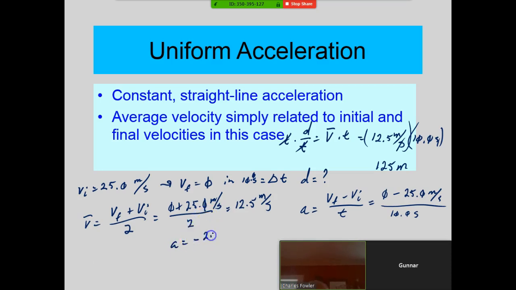Negative 2.5, because you're dividing by 10, move the decimal one place over, 2.50 meters per second, which we usually write as meters per second squared. Changing speed at 2.5 meters per second each second, or an acceleration of 2.5 meters per second squared. And they put the minus sign in front too. That indicates it's a deceleration rather than an acceleration.